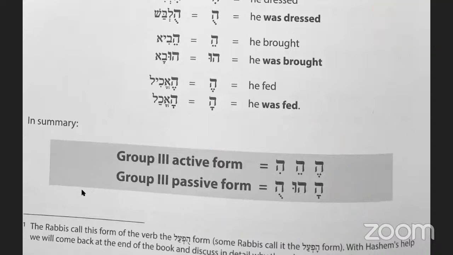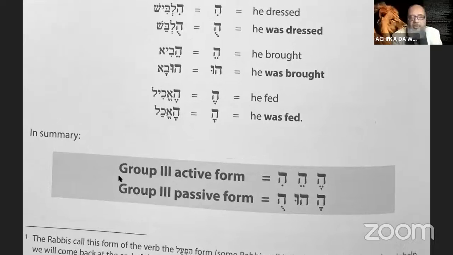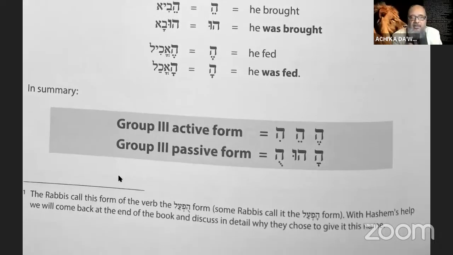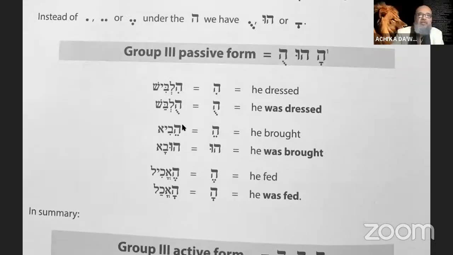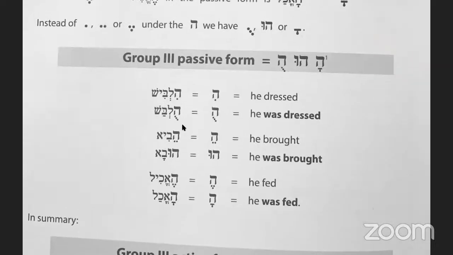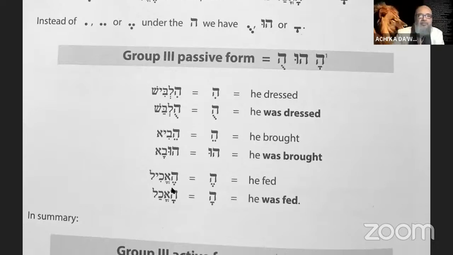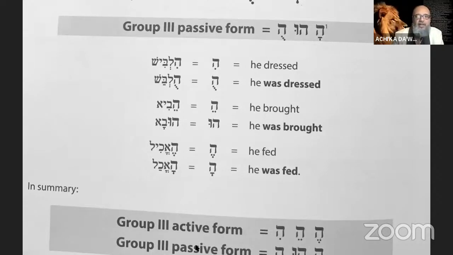Can you pronounce those the way they're supposed to be pronounced, please? Which one? The ones on the bottom in the box? All of them. Okay, the group above. Oh, this one? He fed, he dressed, yeah. All right, so let's go right here.